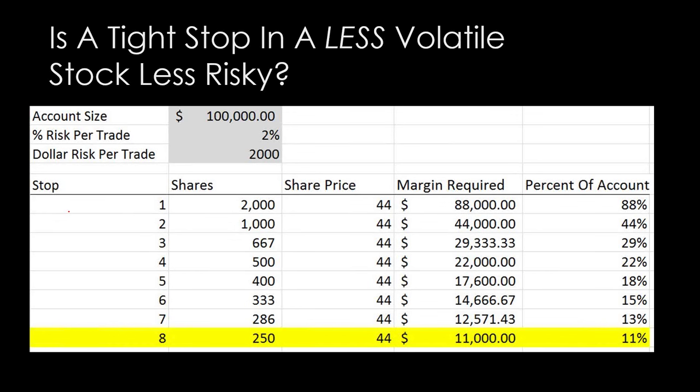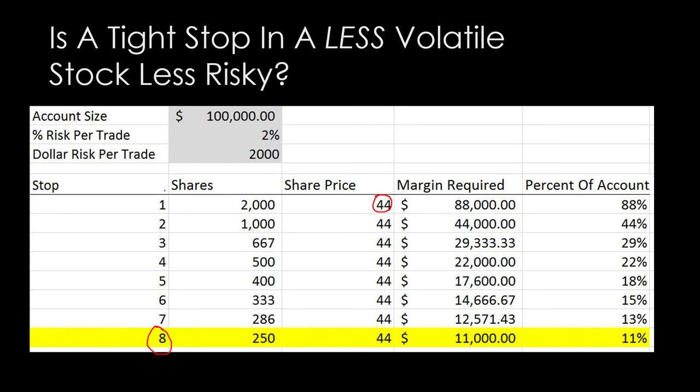This is a slide I took possibly from those aforementioned webinars. I don't remember the exact stock, but I think it was a relatively new issue, and the share price was $44 a share. I determined that it needed about an 8-point stop based on the volatility of the stock. But for illustrative purposes, let's assume that we were using a smaller stop on the position because the volatility was lower.